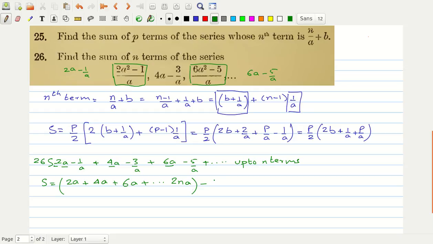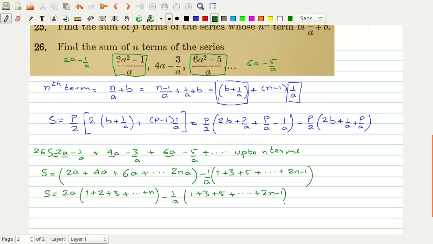I hope this is clear. Minus, let us say minus 1 by a times 1, so this is minus 1 by a, plus 3, so this is minus 3 by a, plus 5, so this is minus 5 by a, and similarly up to n terms. So nth term will be 2n minus 1, right. Now if you take 2a common, so this is equal to 2a, and you get 1 plus 2 plus 3 plus n minus 1 by a into 1 plus 3 plus 5 up to plus 2n minus 1.